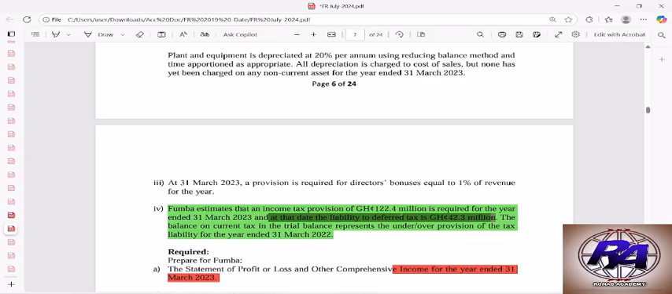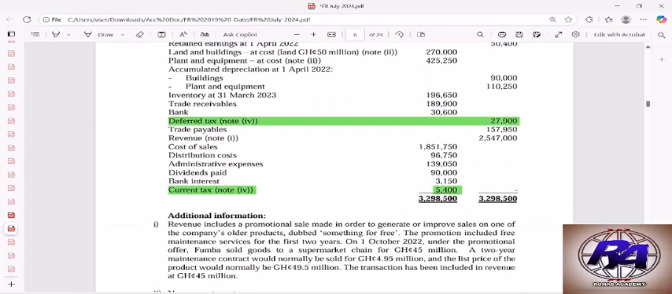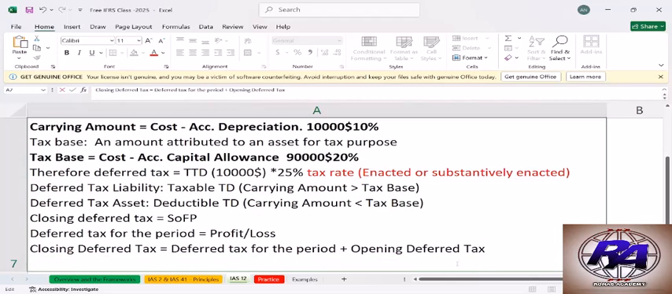And if you have closing deferred tax, and in these questions we also have opening deferred tax, that means we don't have deferred tax for the period. The deferred tax for the period is the difference between the two, in case we are not given it.